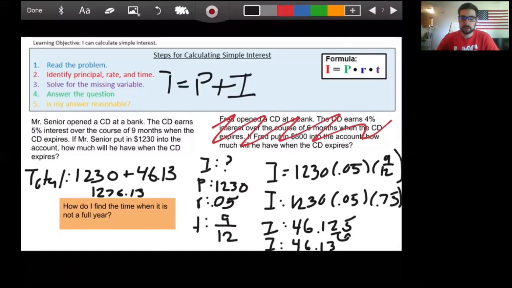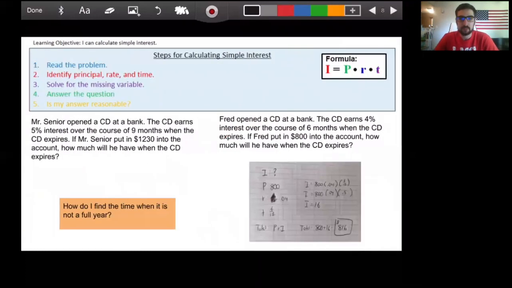So go ahead and pause your video. You're going to do the one on the right. And here's what we should have. So the first thing was to find the interest. Then we need to add that to our principal amount, and it'll give us our new total. So this is the last variation I had for you guys.